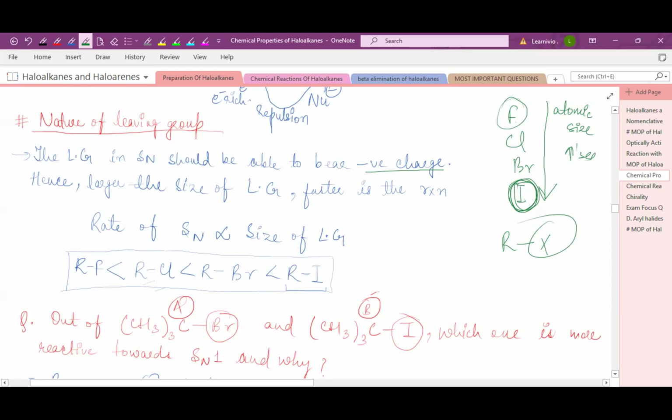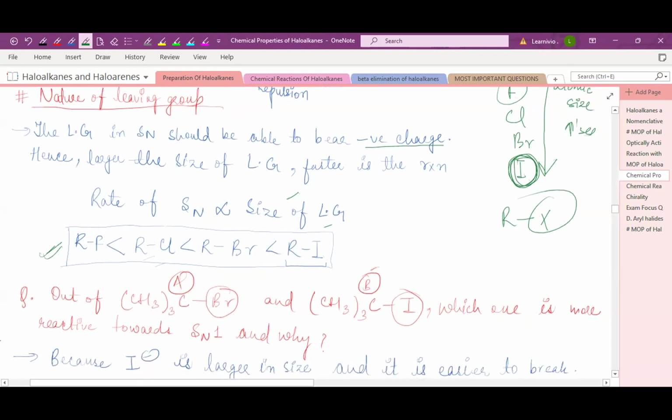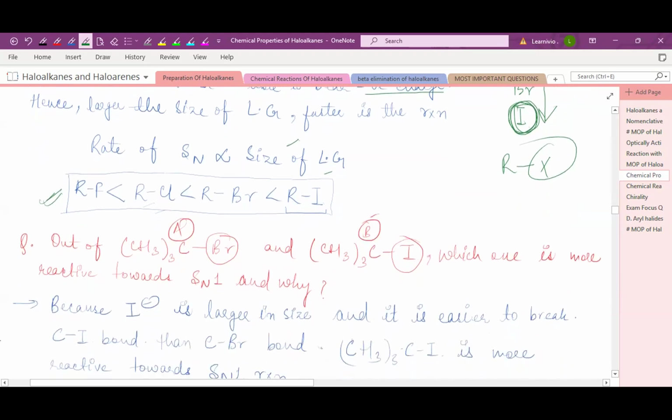So the rate of nucleophilic substitution reaction is directly proportional to the size of the leaving group. So this is the order. What will be the size of RI? It will be the largest. Your alkyl iodide will have a larger size as compared to the alkyl bromide, alkyl chloride, alkyl fluoride. So that's the order of the size of the leaving group or the rate of nucleophilic substitution reaction. So it's very clear. The rate depends on the size of the leaving group, and which has the larger size? Iodine.